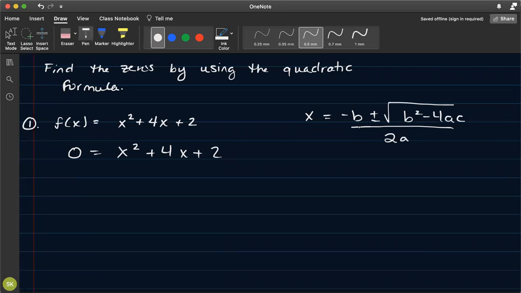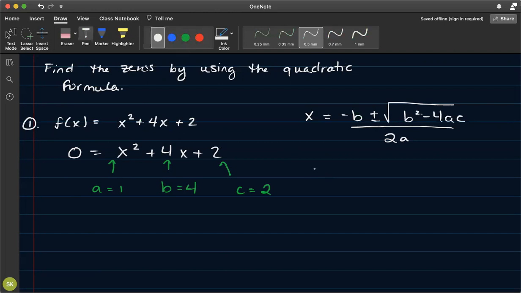I need to figure out what is A, B, and C, because you can see all of those letters are being used in this formula. So A is the number in front of the x squared term, so A is 1. B is the number in front of the x term. And C is the only number without an x. So all I'm going to do is plug these three numbers into this formula.